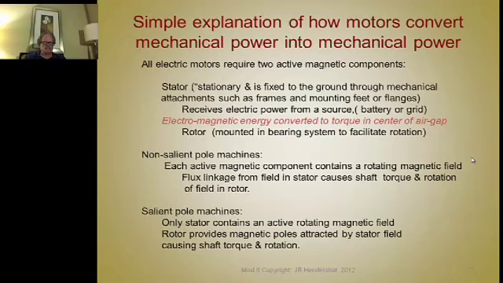Now the non-salient pole machines have active magnetic components in each of the 2 components. And the flux linkage between these 2 is what converts the energy and causes torque and shaft rotation. The salient pole machine doesn't require any active magnetic created field in the rotor. The rotor only acts as part of the closing of the circuit, you might think of it that way, of the field in the stator.